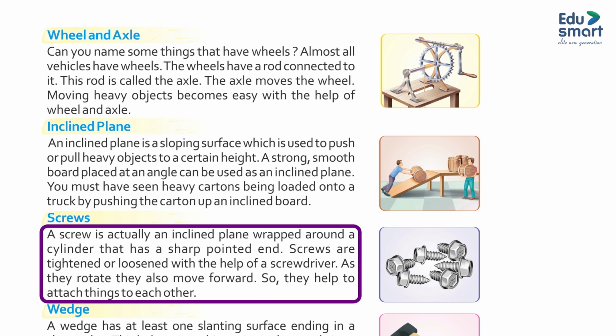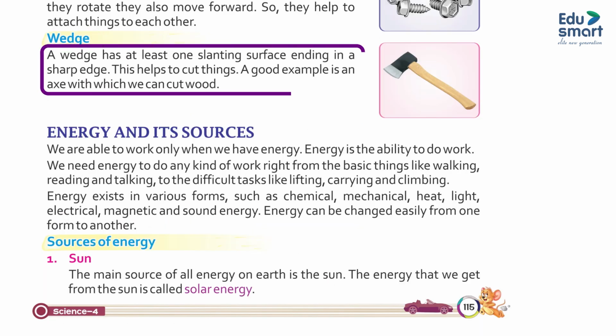Screws. A screw is actually an inclined plane wrapped around a cylinder that has a sharp pointed end. Screws are tightened or loosened with the help of a screwdriver. As they rotate, they also move forward, so they help to attach things to each other. Wedge. A wedge has at least one slanting surface ending in a sharp edge. This helps to cut things. A good example is an axe with which we can cut wood.